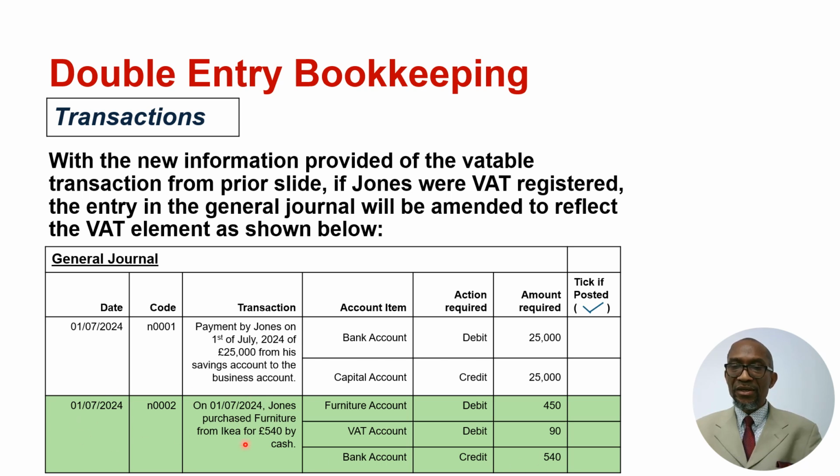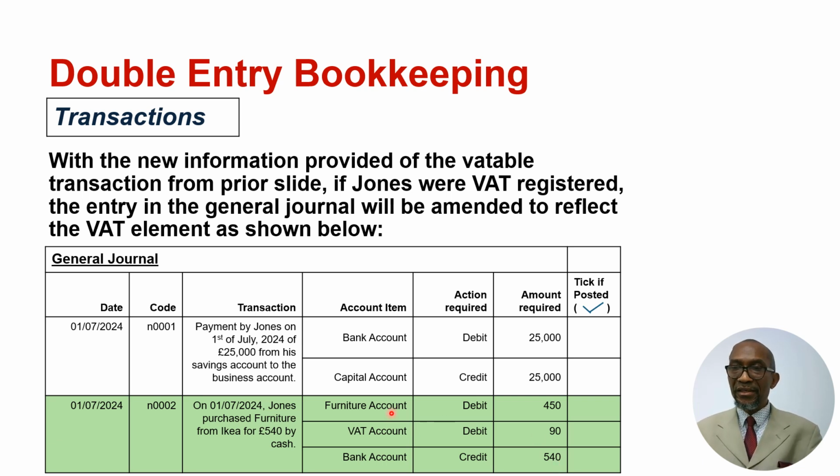So in this particular transaction, everything remains the same. The date, the number, and the transaction remain the same. What changes here is the account item. We need to debit the furniture, just the net value, not the total, net only. And the VAT account will be debited with the VAT element, £90. And the total will now be credited to the bank account.